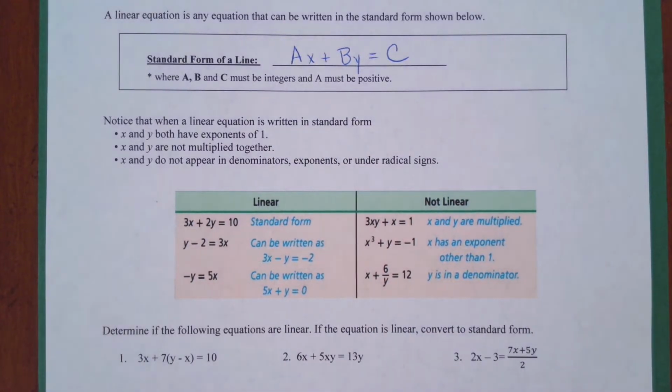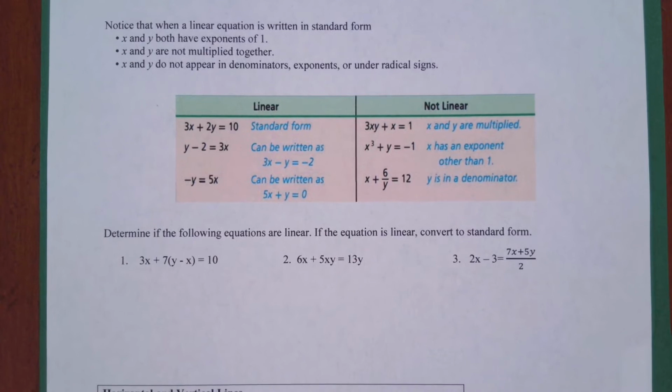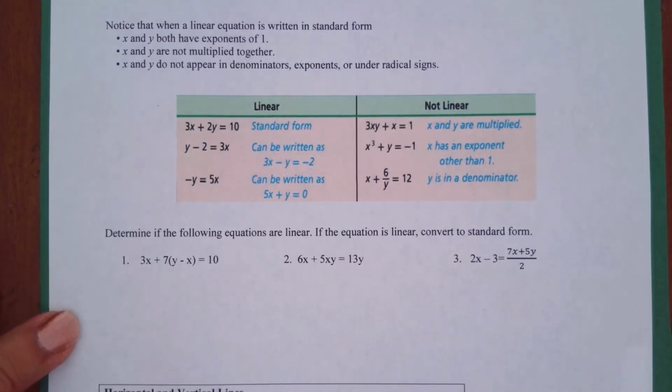Okay? All right, so our first three problems underneath here are asking you to determine whether or not each of these equations is linear. And if it is linear, then we're going to write it in standard form. All right, so looking at number 1, okay, I'm going to try to see if this is linear or not. So just looking at it, I do believe this would be linear because I've got a 3x here, and even if I multiplied the 7 through here, I would have a 7y and a negative 7x. So those are all separate things. So this is a linear equation. So I can write it in standard form.